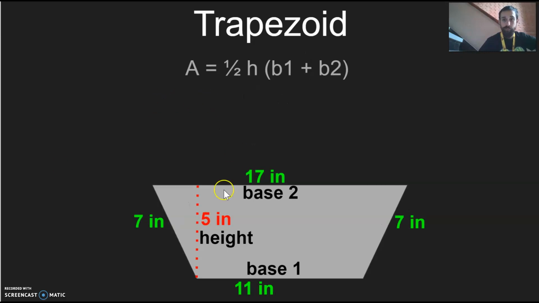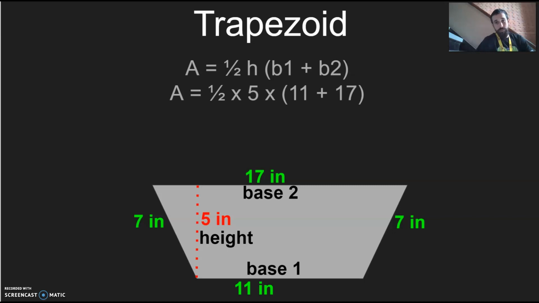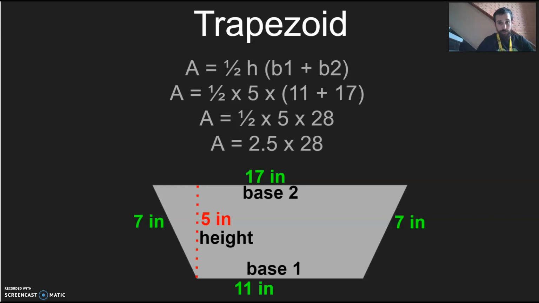Your turn. Trapezoid, base 1, base 2, height is 5. You can do this. Ready, set, go. All right, so the way it worked was we had to plug in our stuff. So height was 5, our bases were 11 and 17, okay? Once you did that, you had to figure out 11 plus 17 is 28. Half of 5 was 2.5.